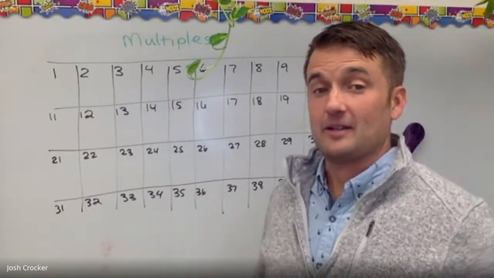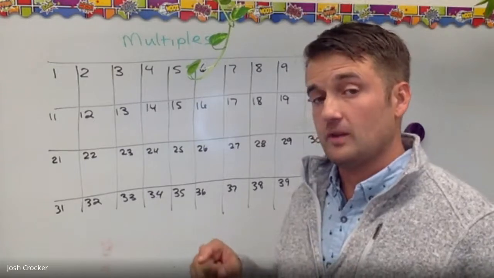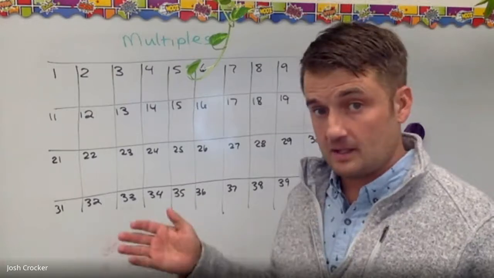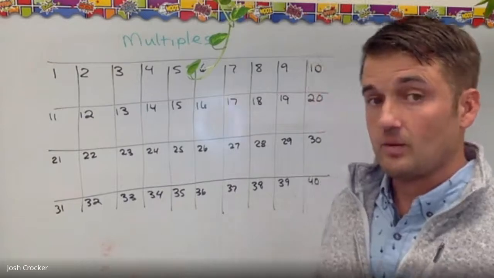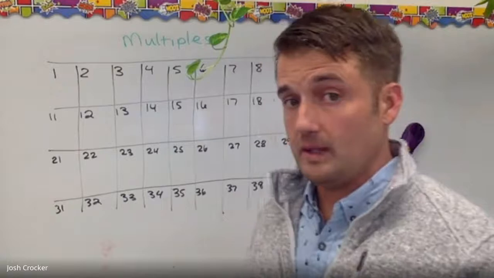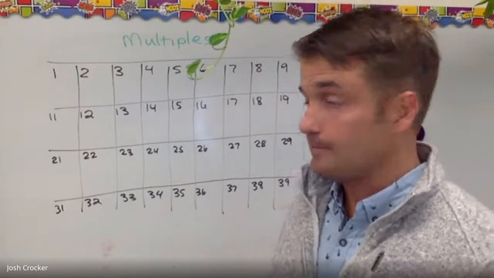Hi. Okay, so last time we talked about factors. Factors are the numbers that you multiply together to make a number, like 2 times 3 is 6. 2 and 3 are factors of 6. Today we're going to talk about multiples. So multiples are what you get when you count by a number, okay?